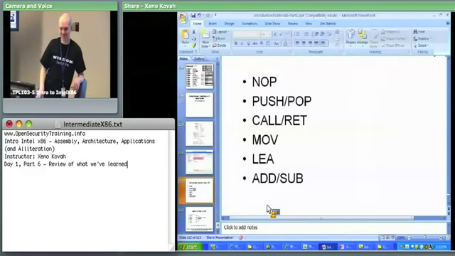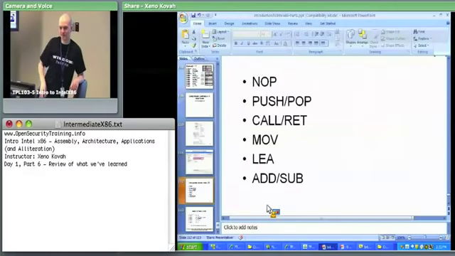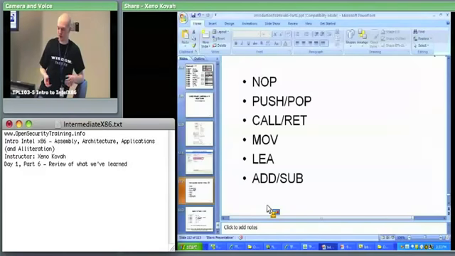Add and sub. Yes. It takes the first parameter, adds it to the second parameter, and stores it in the first parameter. Yep, so good. This is the first thing where there's an operation going on between the two parameters, and both parameters are used as operands, and the first one is the destination, right? So you have the first operand plus the second operand, and you store it back into the first operand.